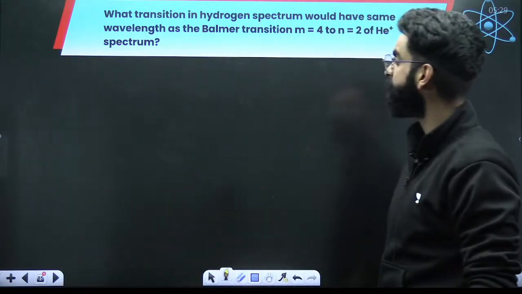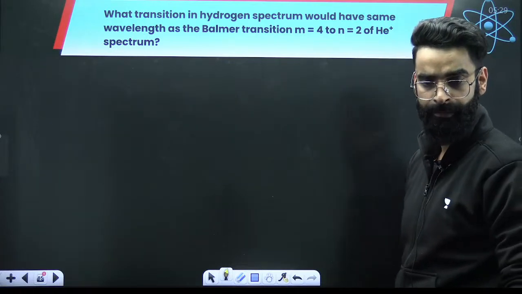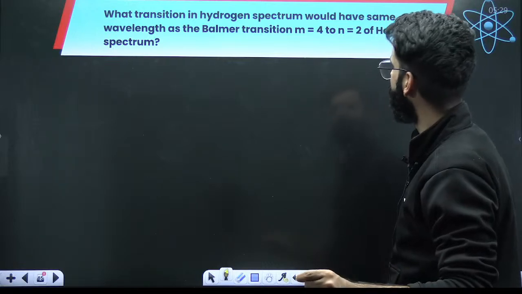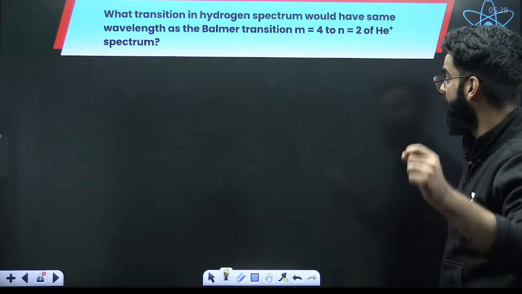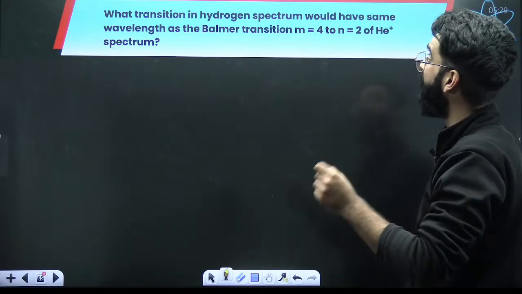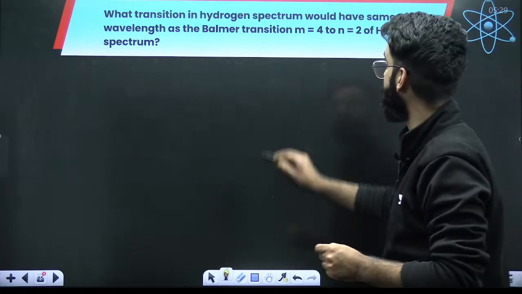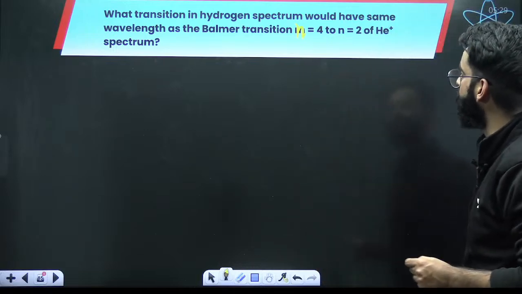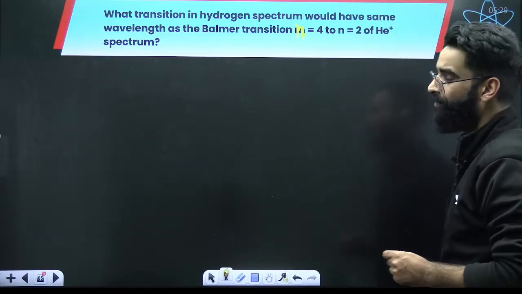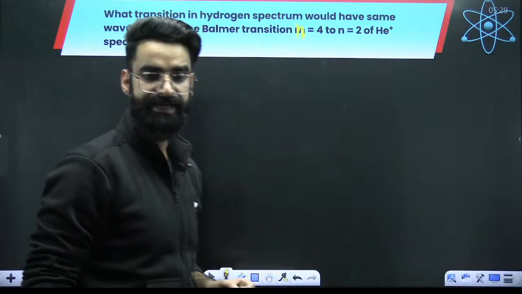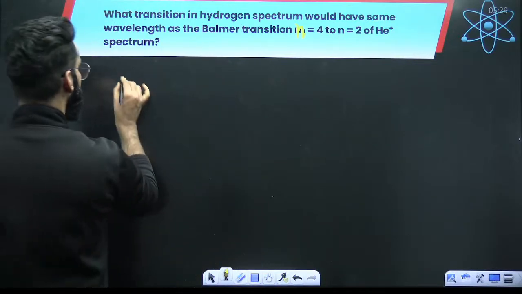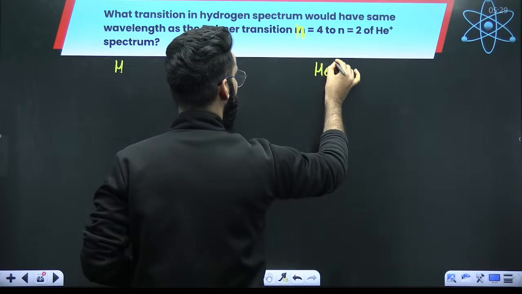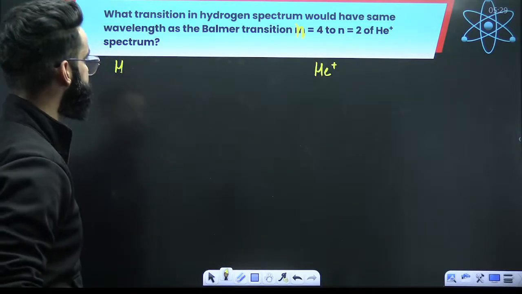Look at this particular question. What transition in hydrogen spectrum would have the same wavelength as the Balmer transition n equal to 4 to n equal to 2 of He positive spectrum? What exactly does it mean? Try to understand. For example, this is the hydrogen atom. This is your He positive ion. One is hydrogen, one is He positive.